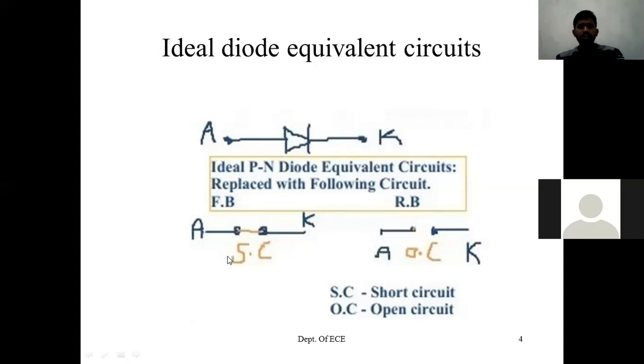Like this. Short circuit means what? The resistance of the short circuit is 0 ohm. The same way, if this ideal diode is reverse biased, we will replace that reverse biased ideal diode with an open circuit like this. What is the meaning of open circuit? Open circuit has infinite ohm resistance. We will replace with these corresponding equivalent circuits according to whether the diode is forward biased or reverse biased.